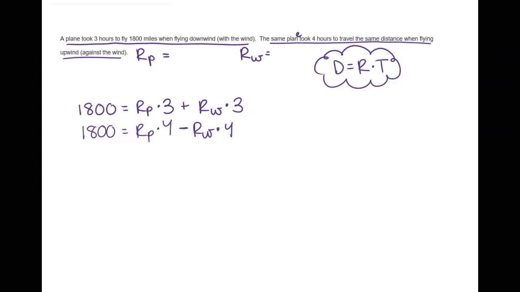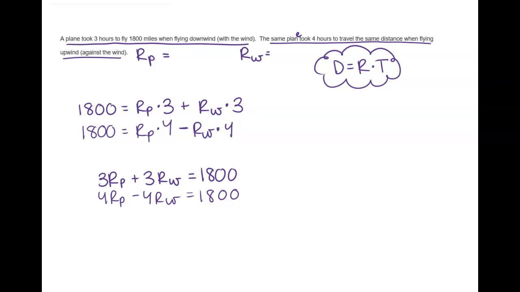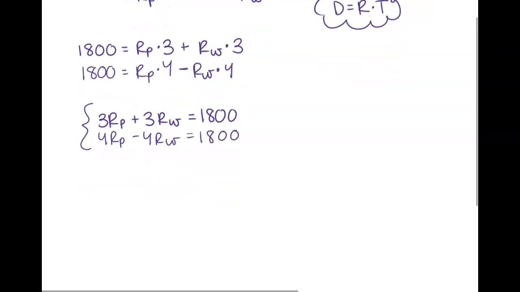So if we rewrite these to make them look a little cleaner, we have 3 RP plus 3 RW equals 1,800, and 4 RP minus 4 RW equals 1,800. So that's just rewriting, changing the order. So this is our system.